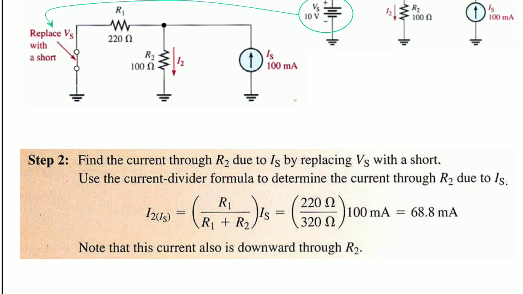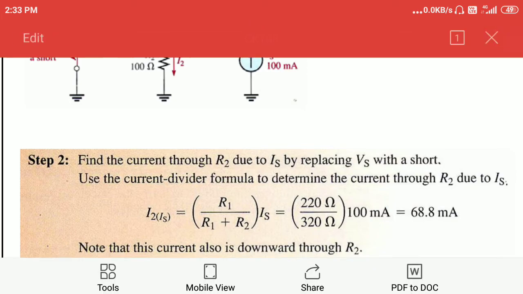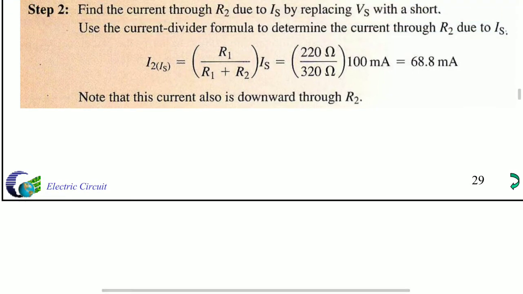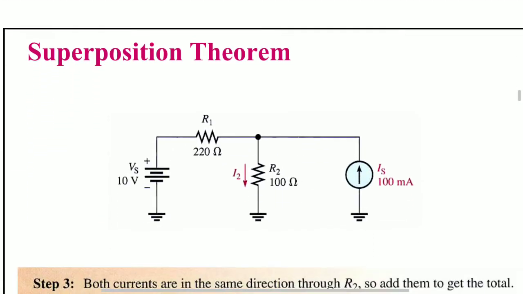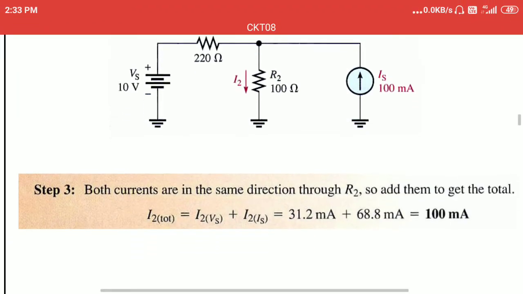So here, by applying the current divider, we can get the current in the circuit in resistance R2. Here 68.8 is calculated, and previously 31.2 was calculated, but both currents are in the same direction through R2. So add them to get the total: 31.2 milliamps and 68.8 milliamps will give 100 milliamps. This is the current flowing through I2.